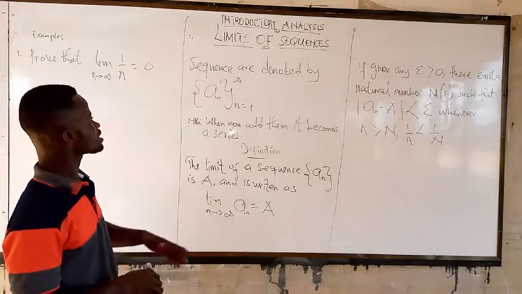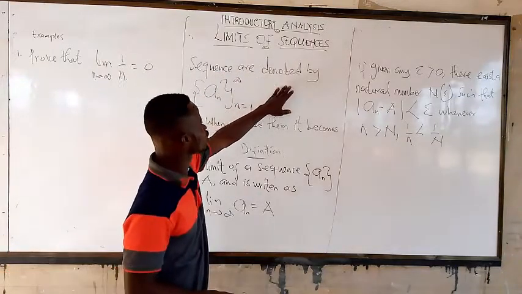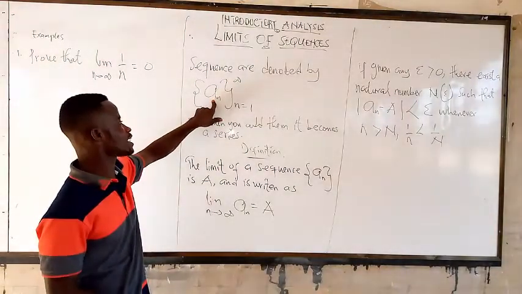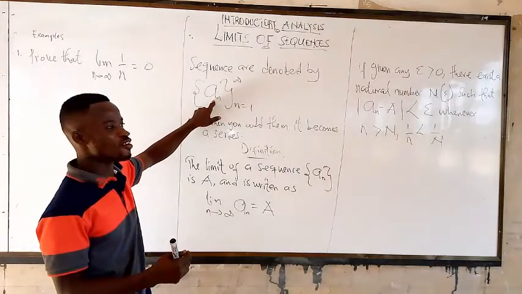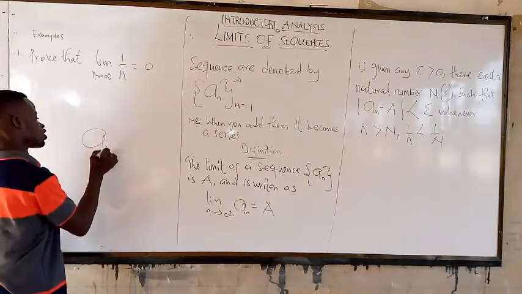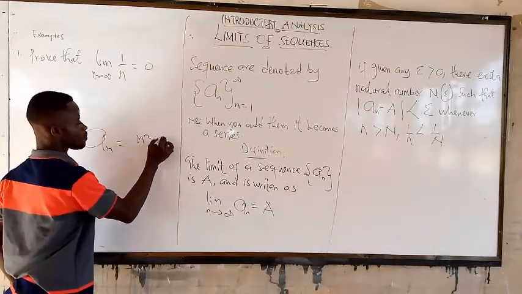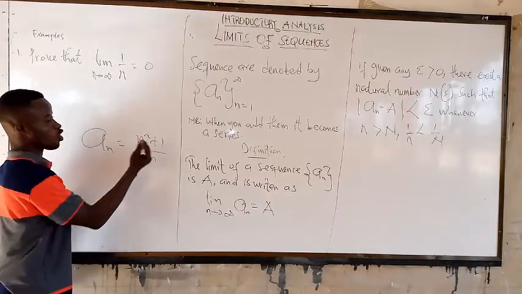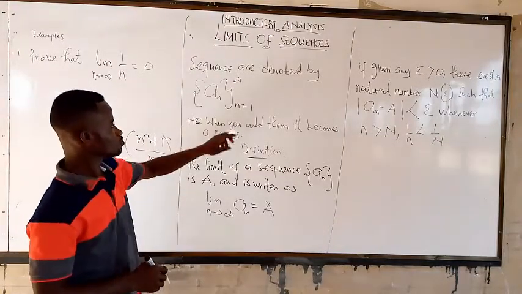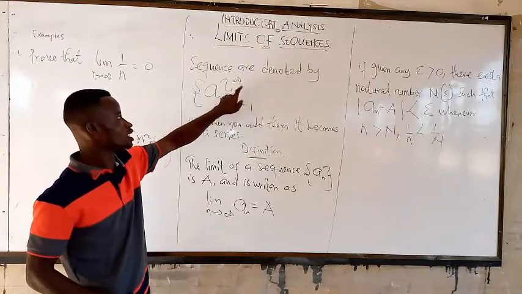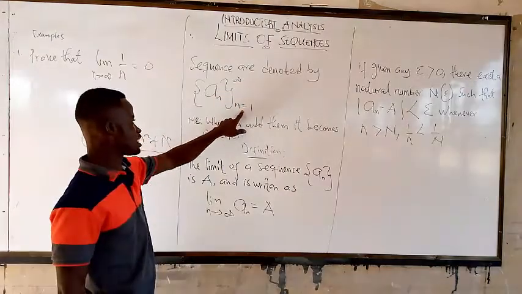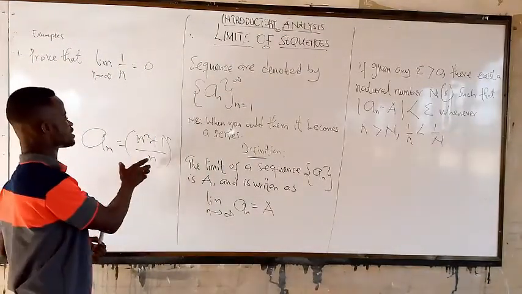Here we are saying that sequences are denoted by a subscript n. That means they are like a function in terms of n. We can get, for instance, a of n is equal to (n squared plus 1) over n, or something to the power of n. And we are saying that n goes from 1 to infinity, and you know that this sign represents infinity.